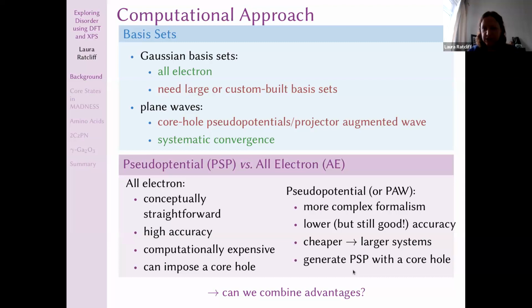But generally we have to generate a pseudopotential with a core hole, so there might be some kind of expertise involved here. So one of my questions is, can we combine the advantages of these two approaches? Can we have an approach where we have direct access to the core states, but we also have some kind of systematic convergence? And the question is, if so, how do we do that?